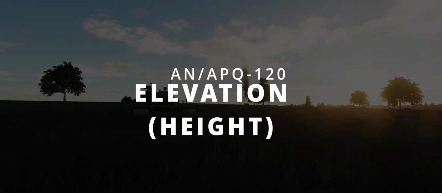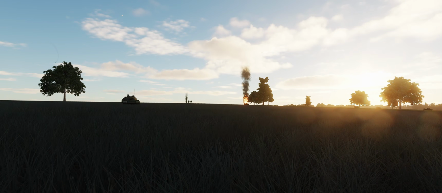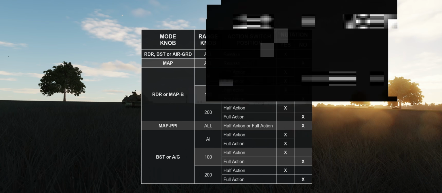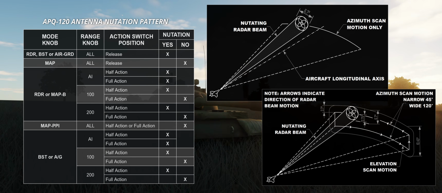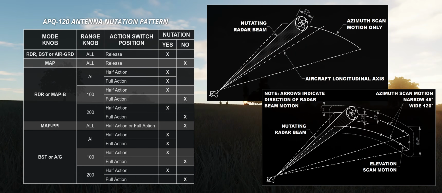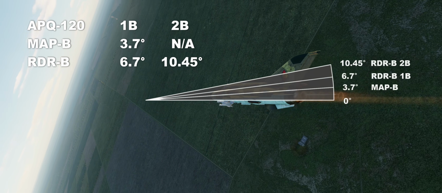Elevation. The APQ-120 provides only 2 bars options, 1 bar and 2 bars. However, it is more complicated than that, and the selected radar mode also influences the volume of airspace scanned. In Radar B mode, the antenna is nutating, thus following a peculiar pattern covering 6.7 degrees.